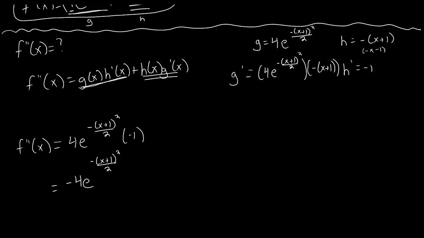So this is being added to h of x, which we said was negative x plus 1, times our g prime of x, or this whole thing. So we get 4e to the negative x plus 1 squared over 2 times negative x plus 1.